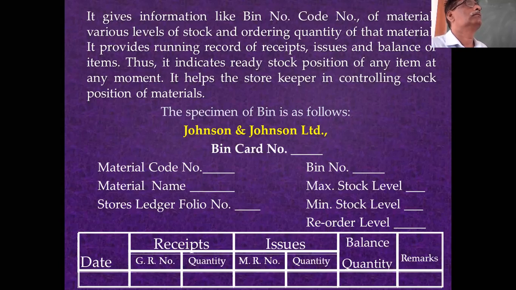MR number. MR number is material requisition number. What is material requisition? Material requisition means it is the request made by the production department to the storekeeper for the supply of the required quantity to the production department. The production department sends a request letter to the storekeeper for the supply of the required quantity to produce the finished goods.